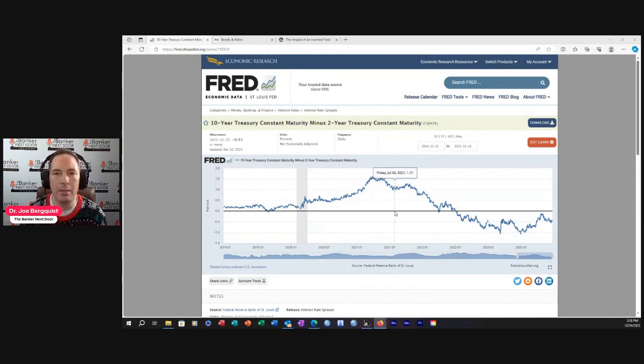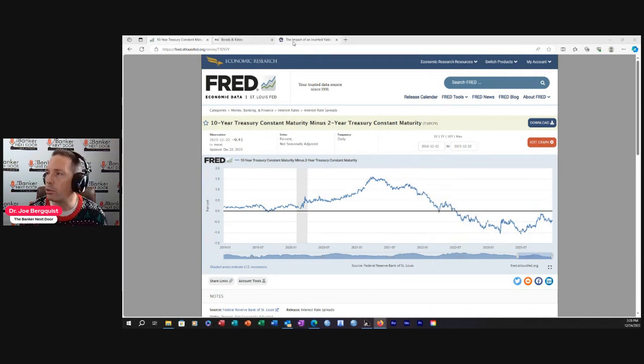But the key thing I want to point out to everybody here is the exact date. In July of 2022, so over a year now, the yield curve has been inverted. And I'm going to talk about why that's a really bad thing. But this is the longest and deepest yield curve inversion that we have had on record. That is a big deal. You can see here the yield curve has been inverted for well over a year.